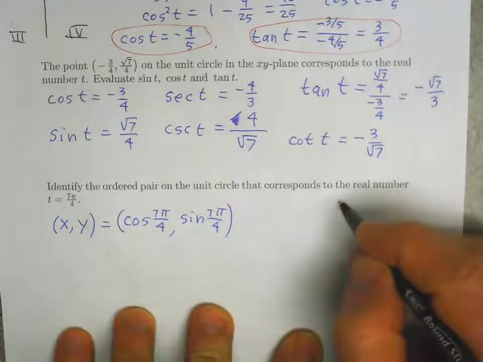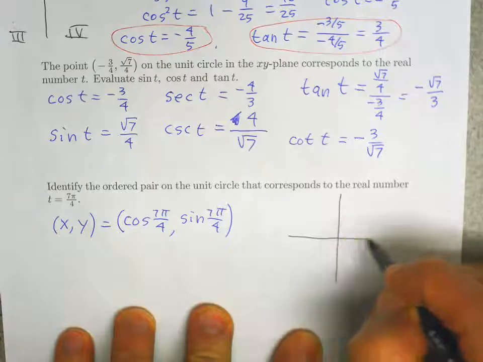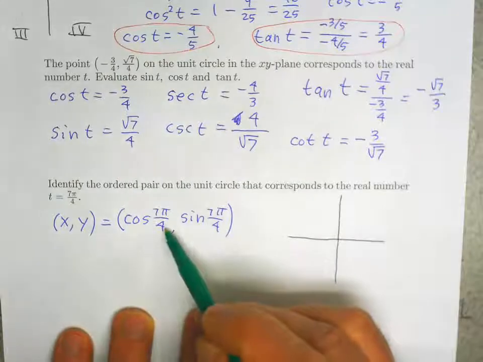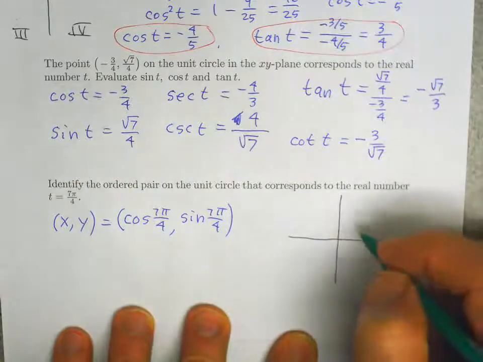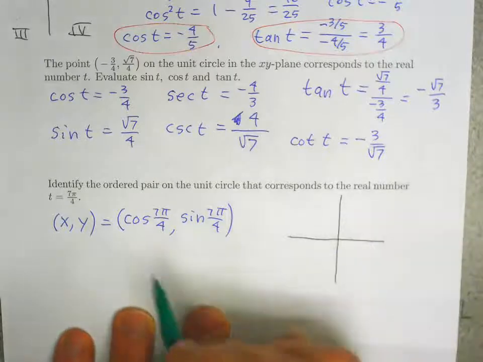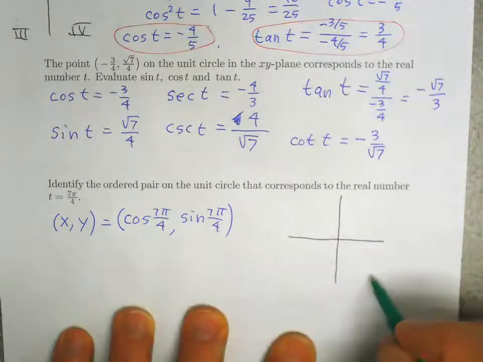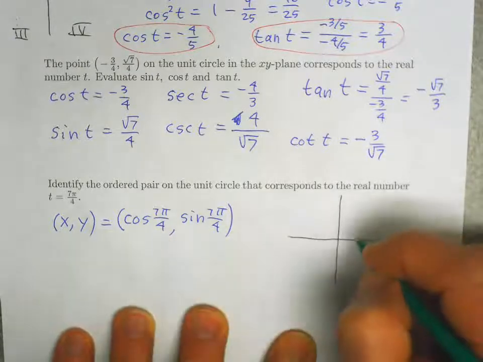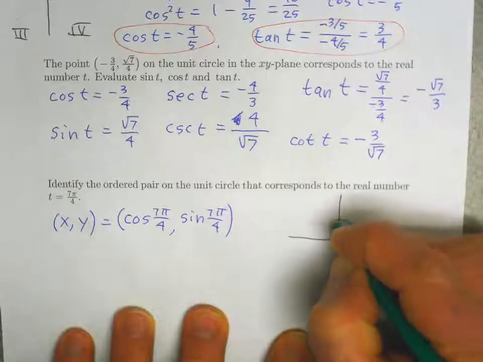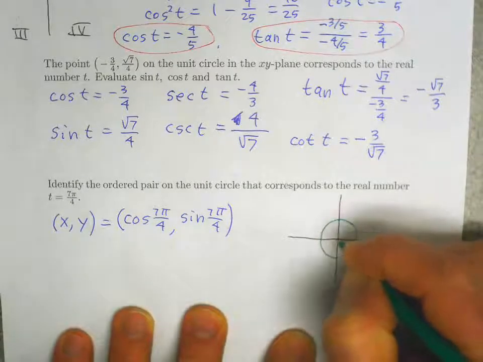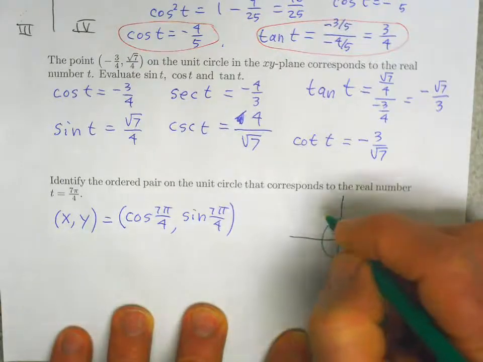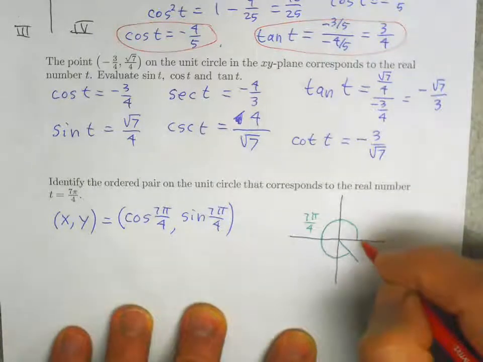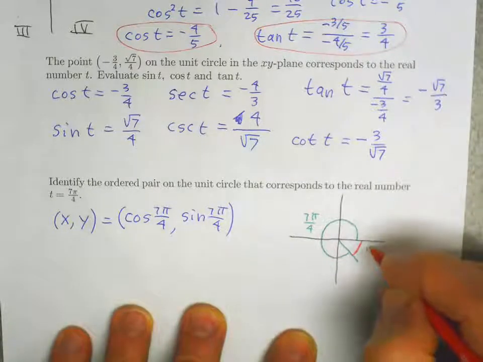So let's find where 7 pi over 4 is, which quadrant. So 7 pi over 4, if we wind counterclockwise, we're going to end up in the fourth quadrant. This is just short of 8 pi over 4, so it's not a complete revolution. It's a little bit short. So this is 7 pi over 4, and the reference angle is pi over 4.